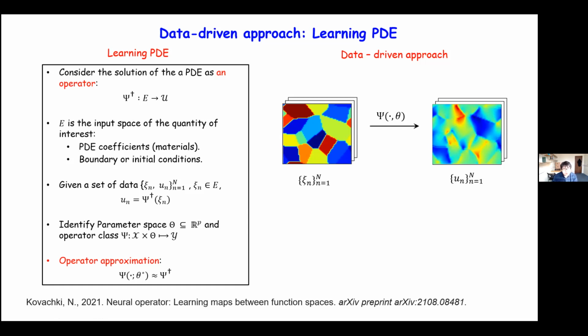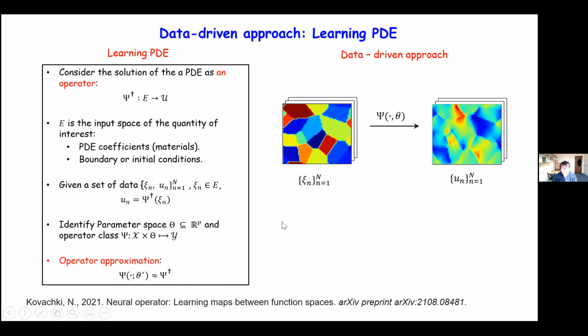So now we're given a set of data, Cn and Un, where this Cn is taken from V according to some probability measure mu, and we will have our corresponding solution Un, which is basically psi dagger of Cn. So this is our data. And by learning a PDE, what we're really trying to do is identify a parameter space theta and operator class psi, so that the psi parameterized by the theta can approximate this psi dagger.